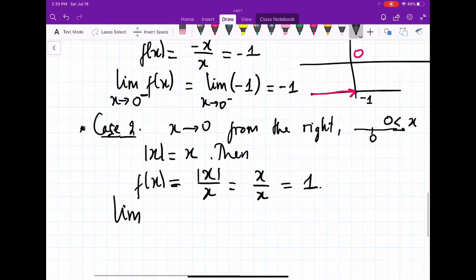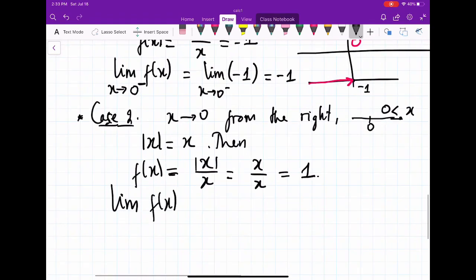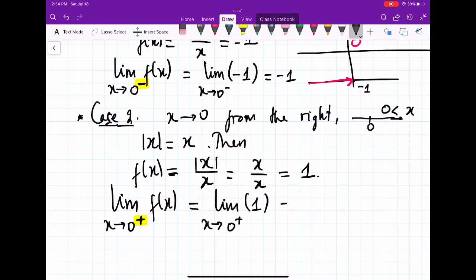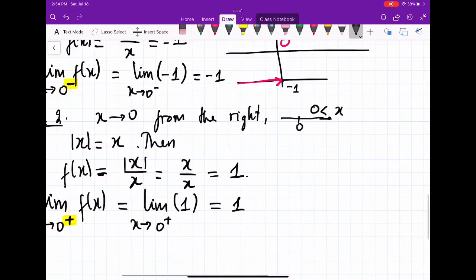Again, the function is constant. So the limit of this function when x approaches 0 from the right, I write 0 with plus. If we approach 0 from the left, I write 0 minus. If we approach 0 from the right, we have 0 plus. This is equal to the limit of 1 when x approaches 0 from the right. Of course, that is 1, right?